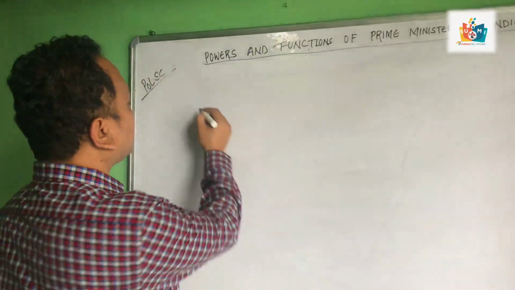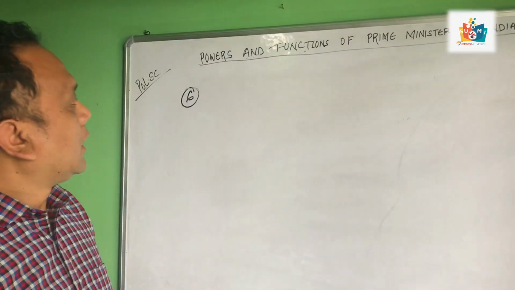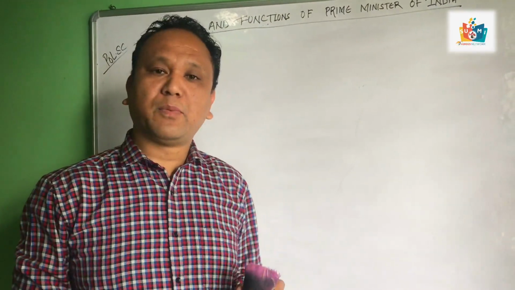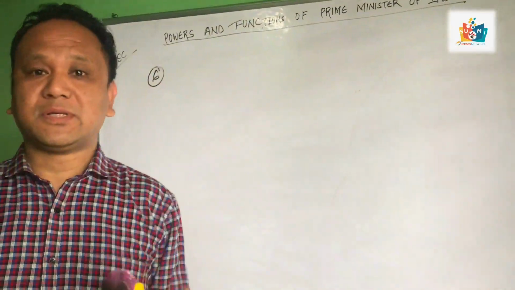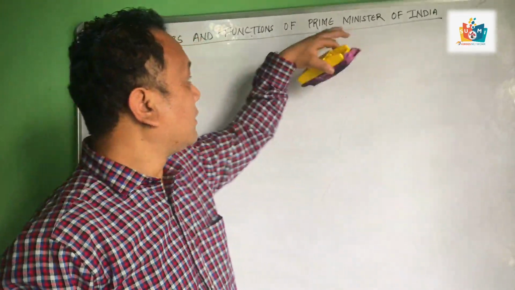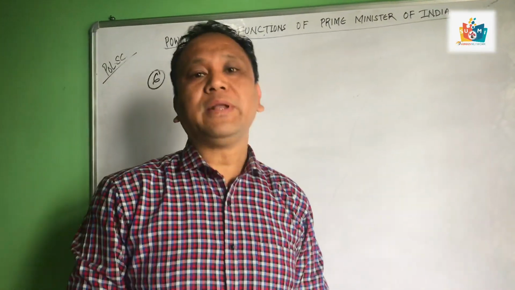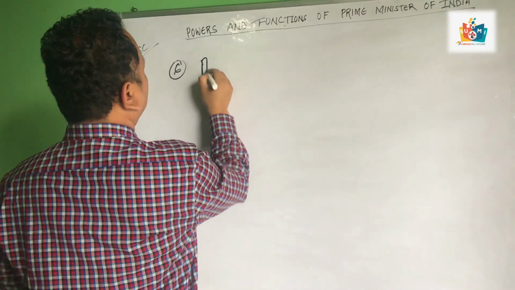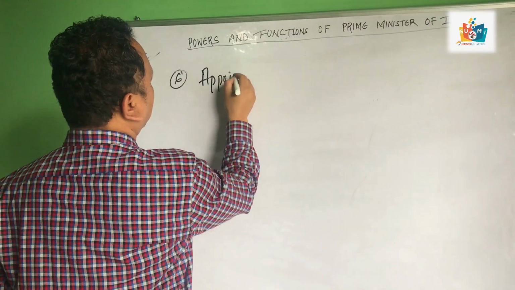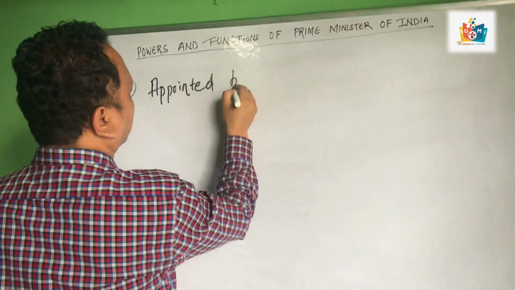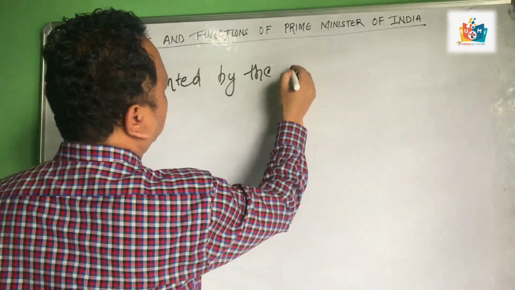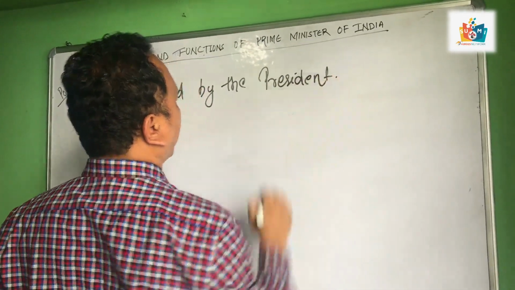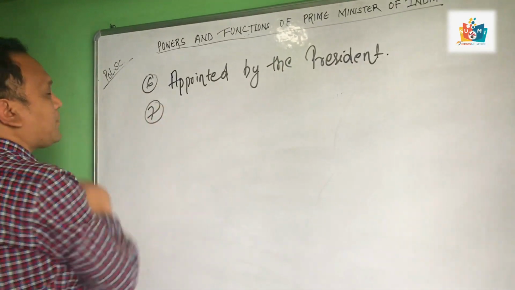Now the next point, number 6. The Prime Minister is appointed by the President. It's very important for you to know, I'm telling you once again, the Prime Minister is appointed by the President.